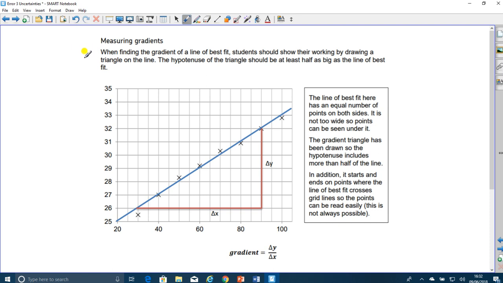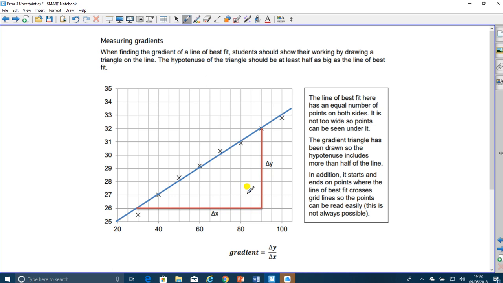One of the last points here is measuring gradients. When we measure gradients, it's important that the line of best fit, as you can see here, has an equal number of points on both sides. It's not too wide, it's as thin as possible actually, and we can see points clearly underneath. The gradient triangle has been drawn so the hypotenuse includes more than half of the line. It needs to be as big as you possibly can make it. It starts and ends on points with the line of best fit across the grid, so it's very easy to read.